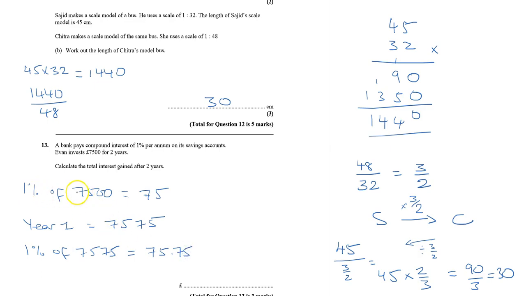So to find 1%, you divide by 100. Then if we add that on, we should get 7,650.75. It's asking for the total interest gain, so the difference between these two amounts. Now that would just be that amount plus that amount, which is £150.75. So we've gone from 7,500 to 7,650.75. So that's £150.75 more.